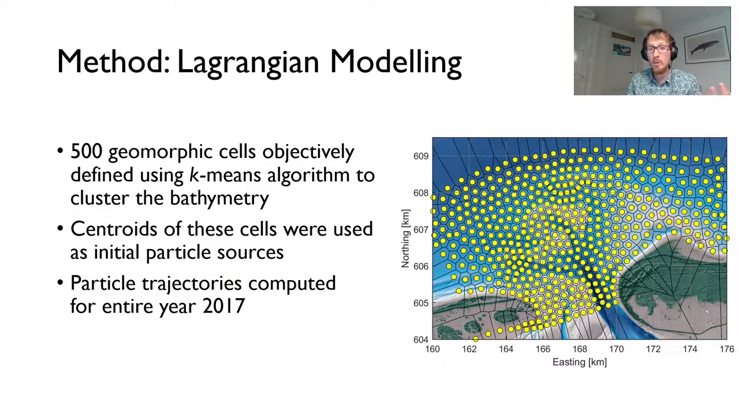Now, where do we start? Well, first, we objectively define 500 source points using the k-means algorithm to get locations that are close in space and representative of fairly local uniform depths. The cell centroids are then used as point sources. We ran our model for the year 2017 because we had also conducted a large field campaign that year, and so we had measurements to compare with our model.